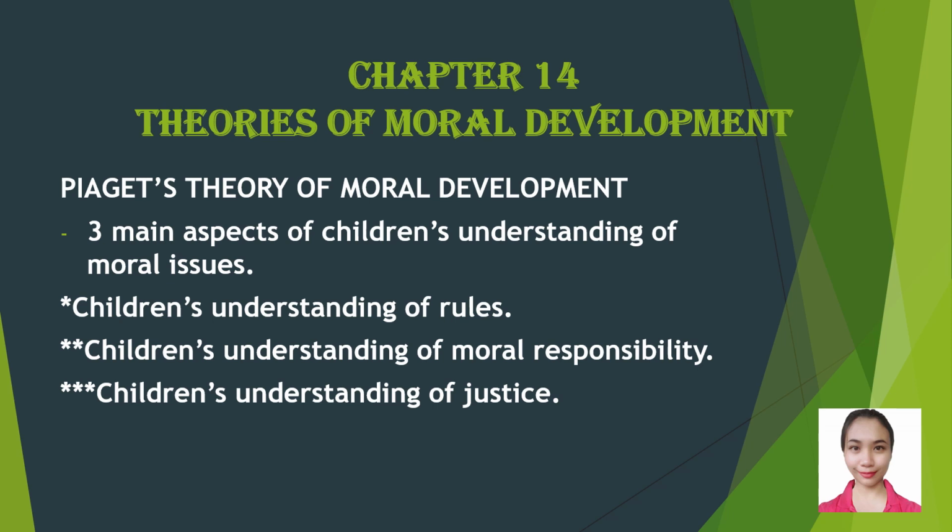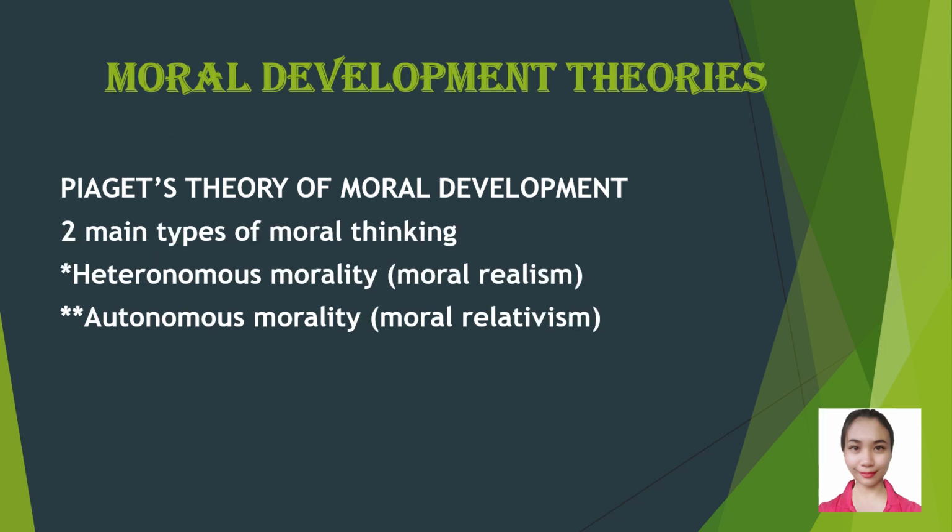So, yung 2 stages class ay nasa next slide. So, ito. Aside from the 3 main aspects, according to Jean Piaget, for the moral development, there are 2 types of moral thinking. So, una is yung Heteronomous morality or the moral realism. The stage of heteronomous morality is also known as moral realism.